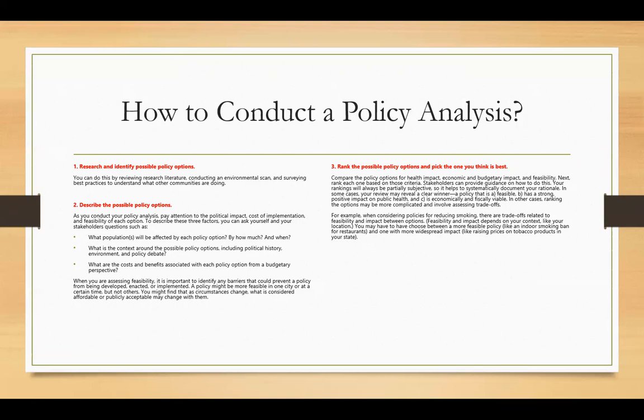As you conduct your policy analysis, pay attention to the political impact. Okay? Again, everything comes back to politics and money. Okay? Cost of implementation, the feasibility of each option. Describe these three factors. You can ask yourself when your stakeholders question is, what population will be affected by each policy option? How much and when? Okay? What's the context around the possible policy options, including political history, environmental and policy debate? This may sometimes be something you want to be active in, and you want to create a policy to address this issue. And sometimes they're going to tell you, hey, hands off, slow down. There's issues with it. Okay?